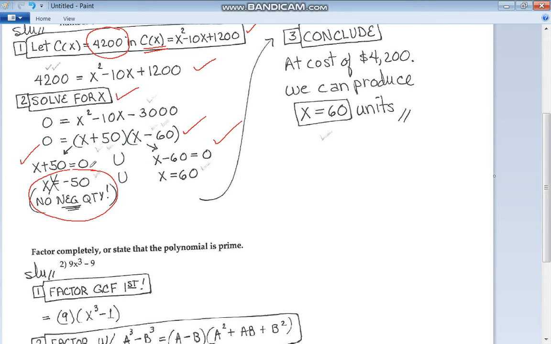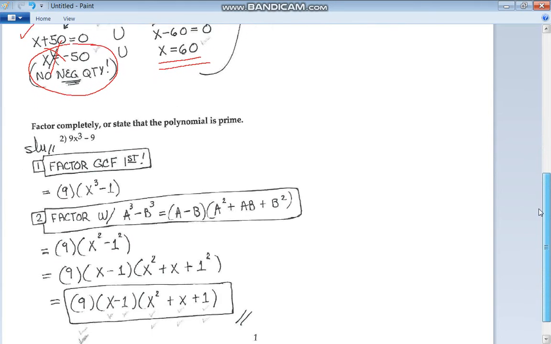One gives us a negative answer, and x is a quantity of units we're manufacturing. You cannot manufacture negative quantities, so cross that out, and the answer is just going to be this one. At a cost of 4,200, we can produce x equals 60 units.